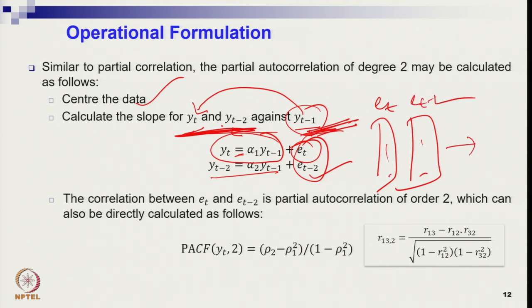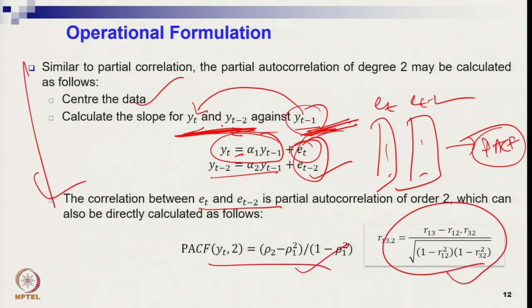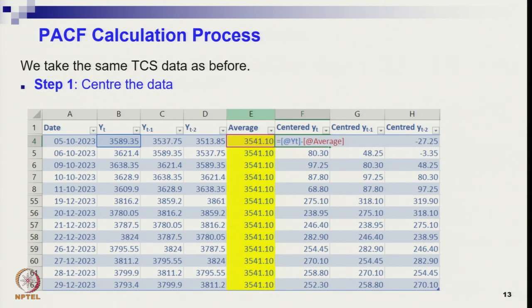Calculate their correlation, simple correlation, that will be your partial correlation. Done. So now you take these two and calculate your partial. You can either use this formula or that formula or the steps that I have mentioned. Let's see. So here, you take the actual data, then one day back, yt minus 1, and 2 days back, just copy and paste, and you can get to know, like this. I have removed all this, I'll show you in Excel, and then take the average of this data, average of this data, average of this data.